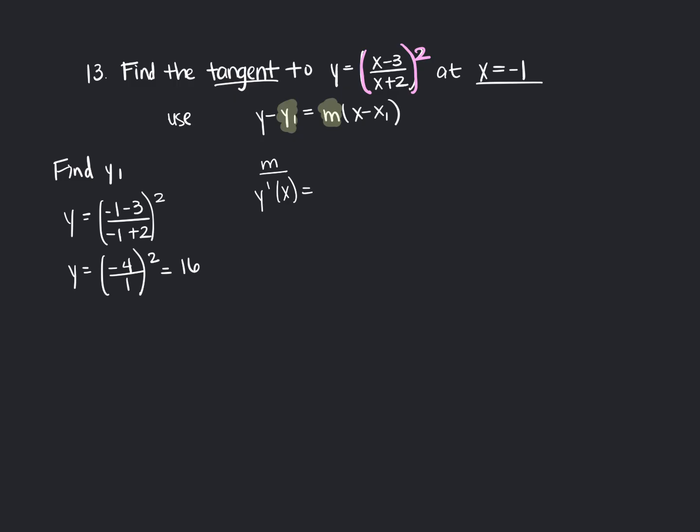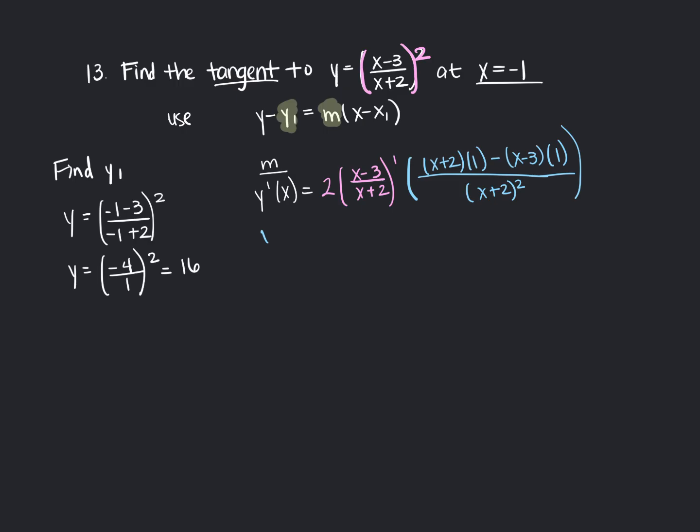So for the derivative of my outside, I'm going to have 2 times x minus 3 over x plus 2 to the power of 1. For the derivative of the inside, okay, and this one is simple enough, I think we can kind of think through it, okay? But for the derivative of the inside, I'm going to have low d high minus high d low over low low.